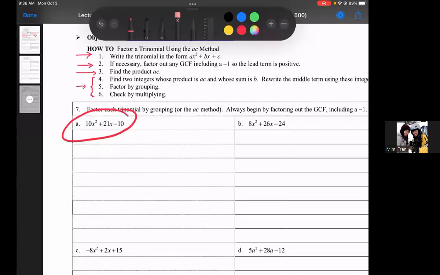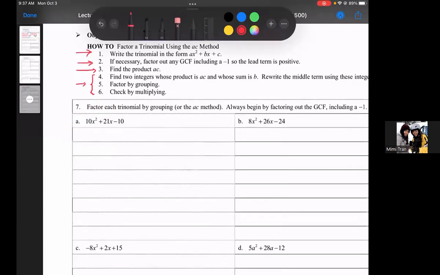Is it in descending form? Yes, right, yes. So we okay? Is there a common factor? No, right? Even, odd, they don't have one. So what I'm going to do, I'm going to do the AC method.